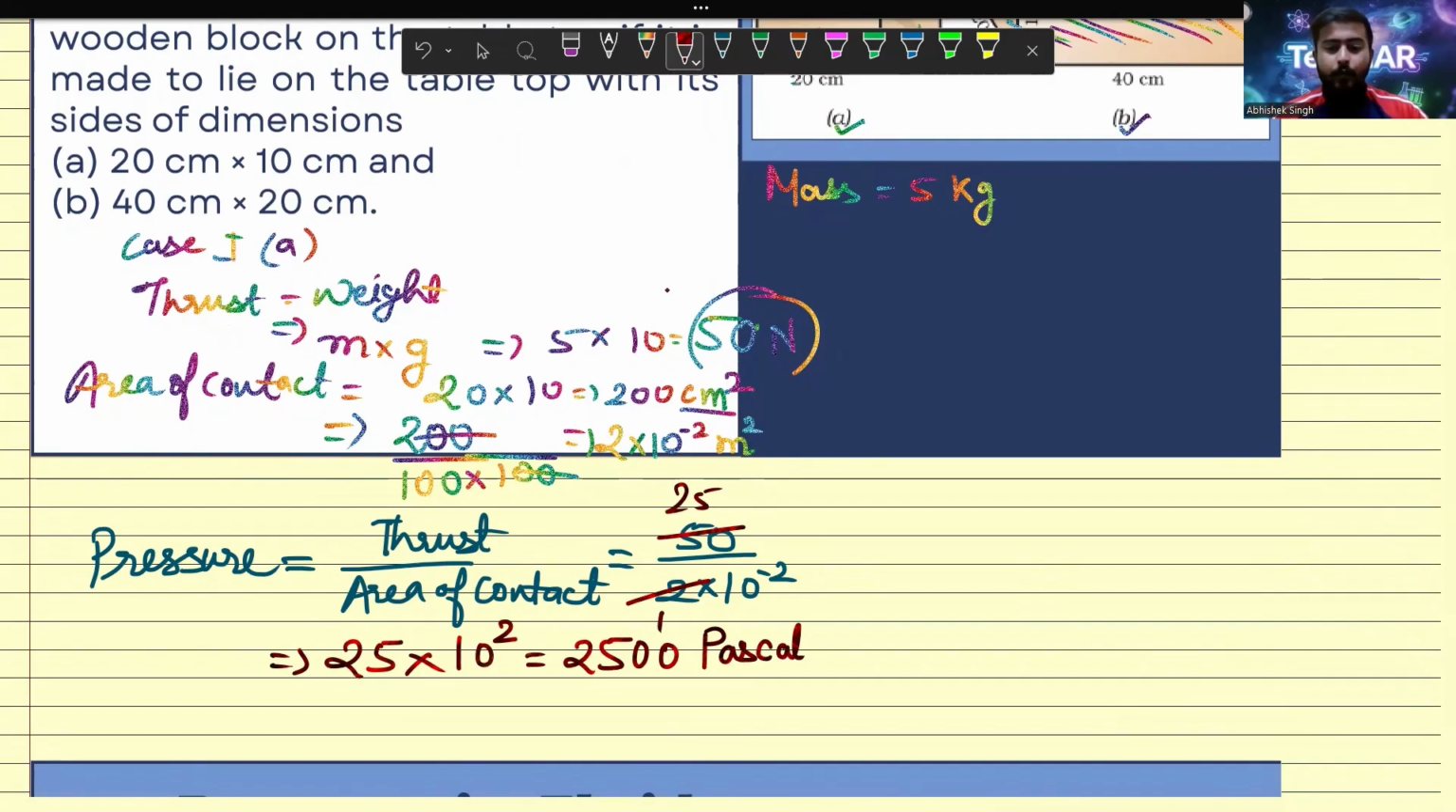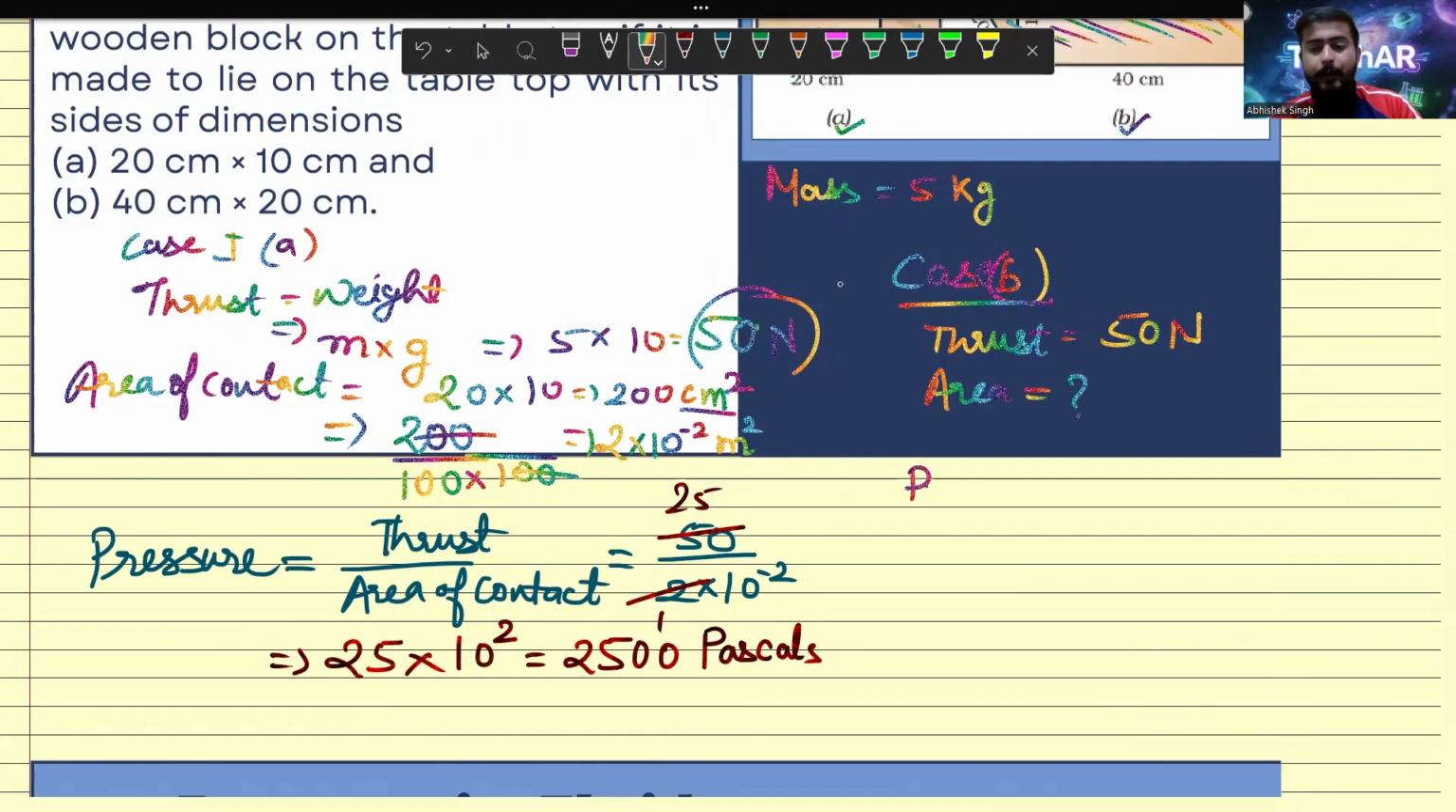And what would be the case if we talk about the pressure in case B? So in case B, the thrust is same, only the area of contact is different. You have to find out this, and then you would be able to find out the pressure applied in case B.